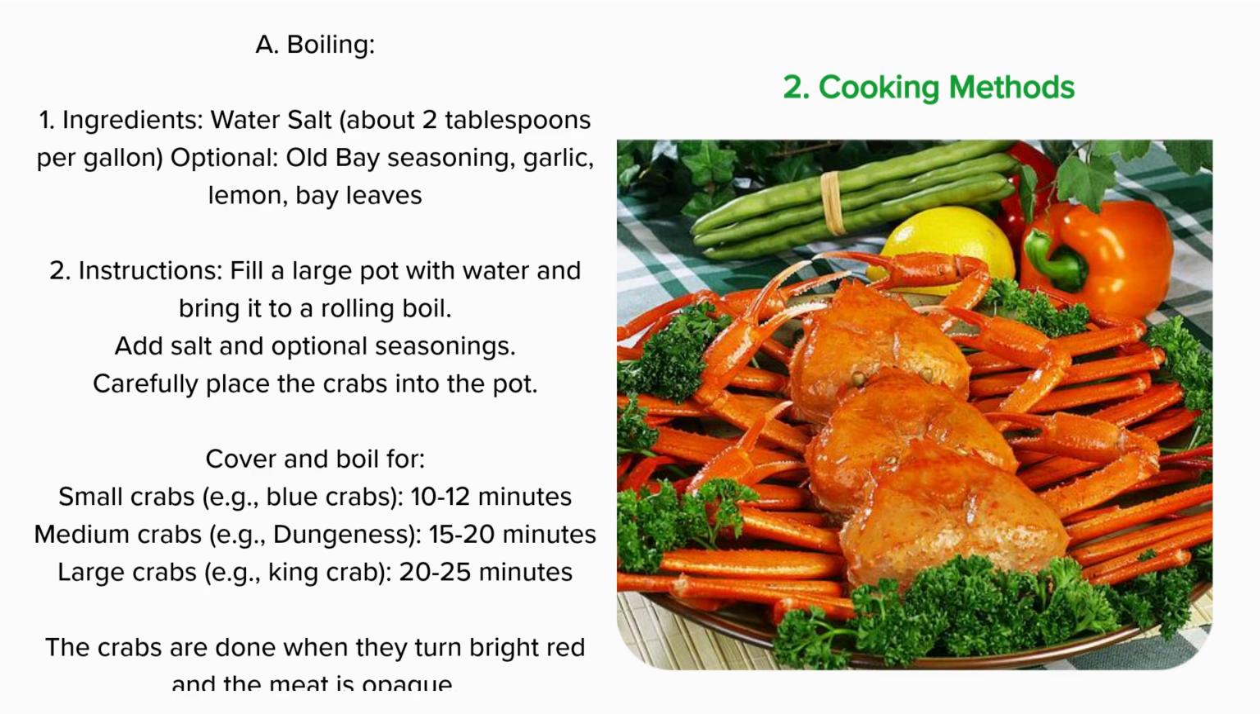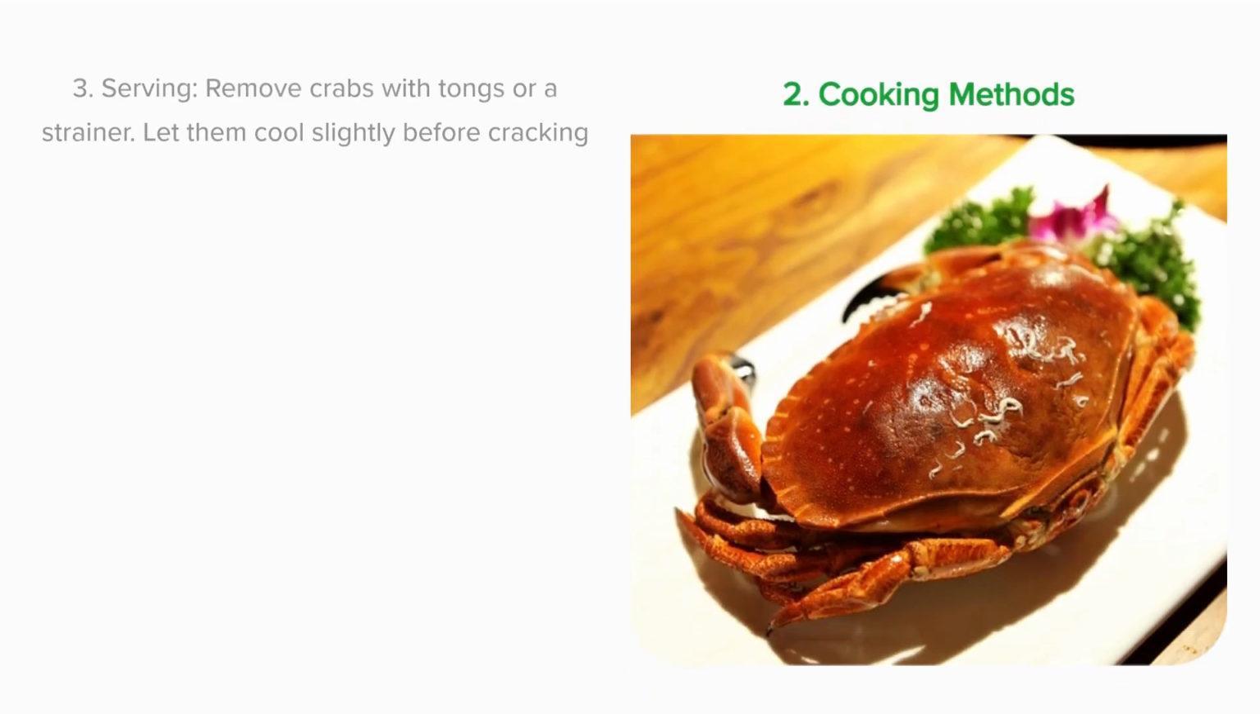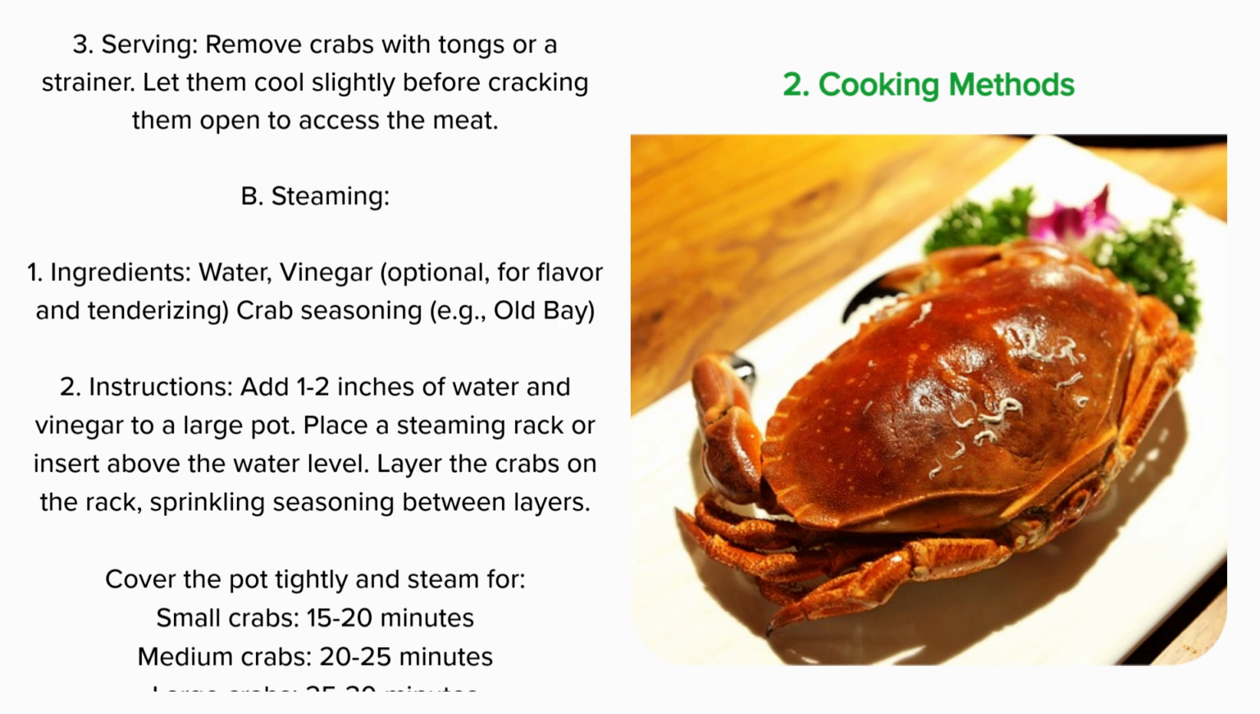Medium crabs, e.g., Dungeness, 15 to 20 minutes. Large crabs, e.g., king crab, 20 to 25 minutes. The crabs are done when they turn bright red and the meat is opaque. 3. Serving. Serve hot with melted butter, lemon wedges, or dipping sauces.